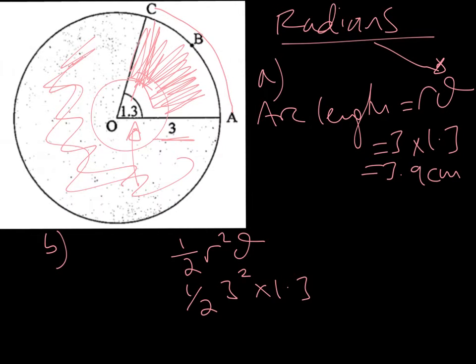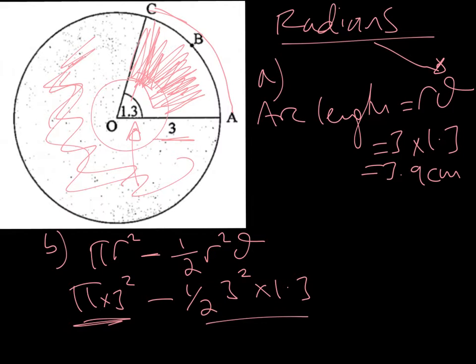If I have the area of the entire circle, which I know is pi r squared, and I subtract the area of this sector, I'll be left with the area of this section here. So pi r squared is pi times 3 squared, minus this, which is the area of the sector. If I subtract this area from the entire area, I'll be left with the shaded region here. If you plug that into your calculator, you should get an answer of 22.4 centimeters squared.